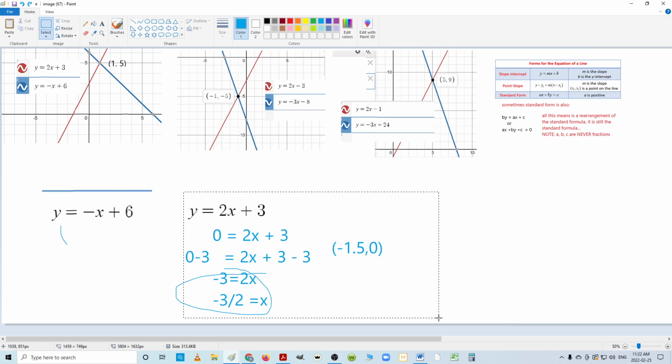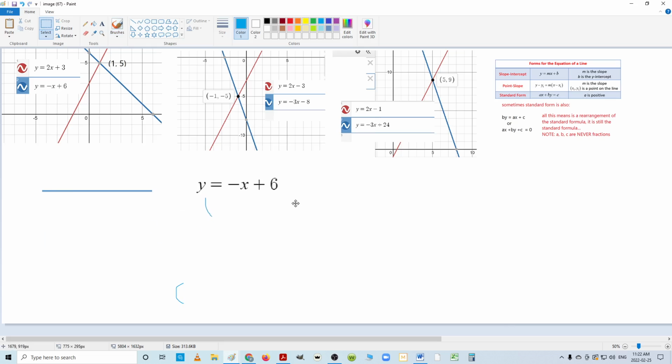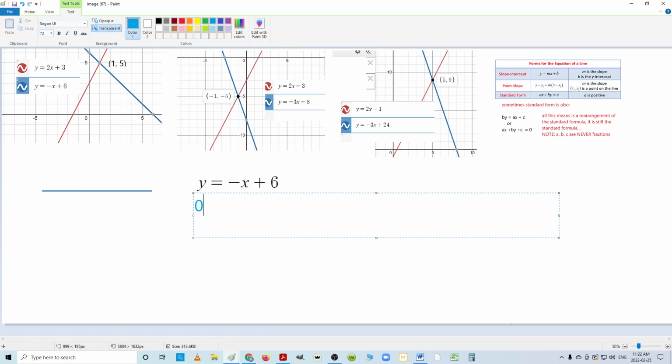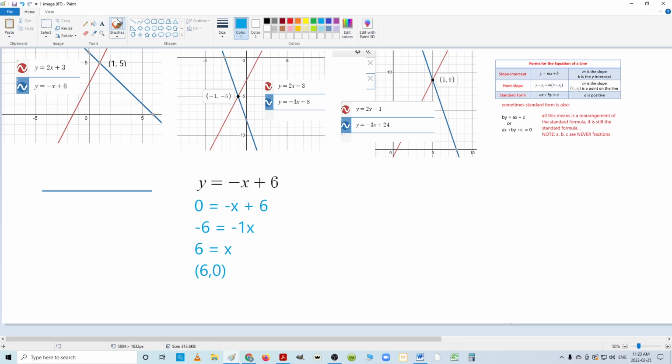I'll let you pause the video and try to do it for this one. What you do is you make the y's equal to 0. So at any time, pause the video and see if you can finish it the same way. So I'm going to make y equal to 0, and I have to solve for x. Now what's happening to x in BEDMAS order? It's being multiplied by minus 1, and 6 is being added to it. So I have to reverse that. I have to subtract 6 from both sides. What's happening to x? It has minus 1 multiplying it. So I have to divide both sides by minus 1, which means my x-intercept for this line is 6 comma 0. It's very important to learn this. And sure enough, there it is.